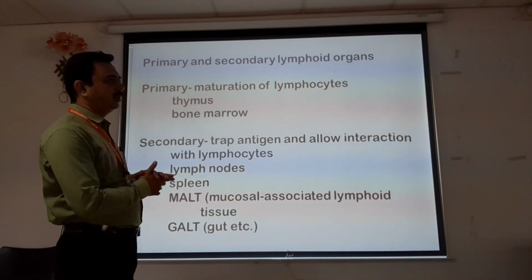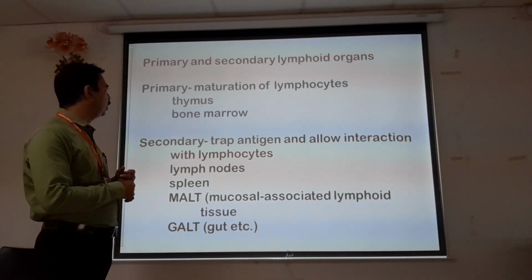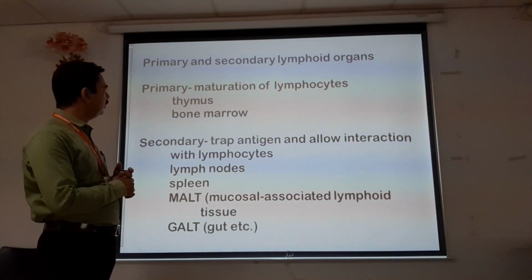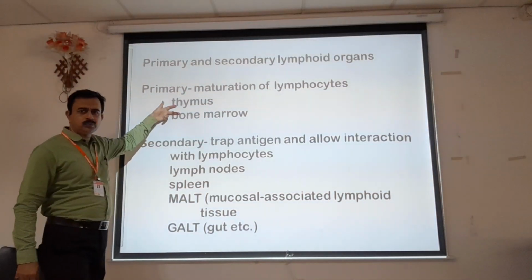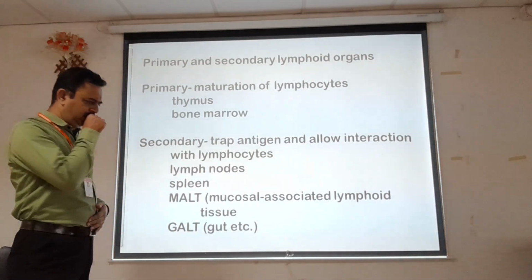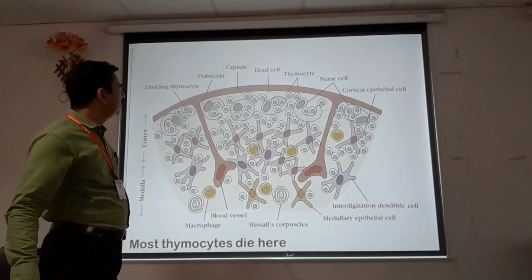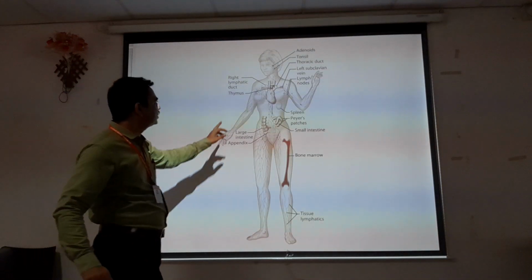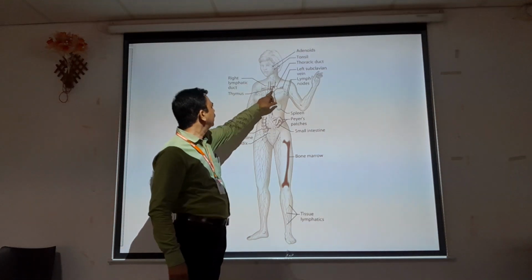Now what are these organs? And these organs have been classified into two types called primary and secondary lymphoid organs. Primary: maturation of lymphocytes, thymus and bone marrow. These are the two organs which are said to be primary lymphoid organs. Thymus and the bone marrow. So if you just see this figure, where is the thymus? Thymus is located just above the heart, correct?